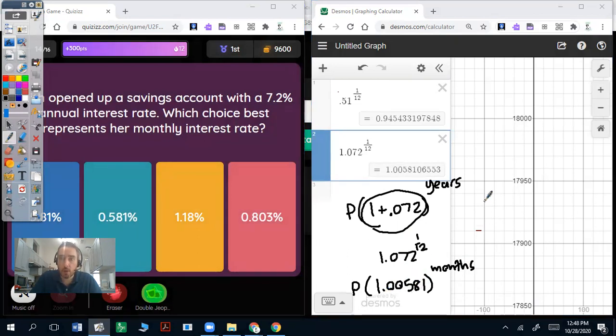Remember, 1 plus 0.00581, that's your rate right there, but that's your rate as a decimal. So the rate as a percentage is going to take that decimal and squeeze it over here to the right between the 0 and the 5. So it'll be 0.581%. 0.581 if you want to put a 0 in front of it, but it's going to be that one. Very, very small.